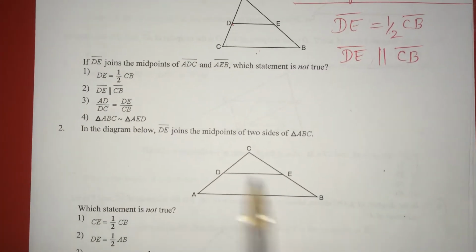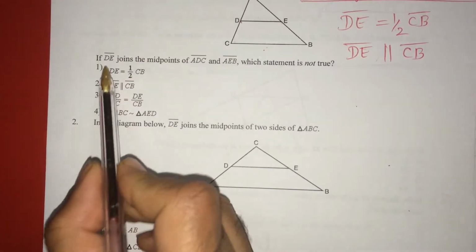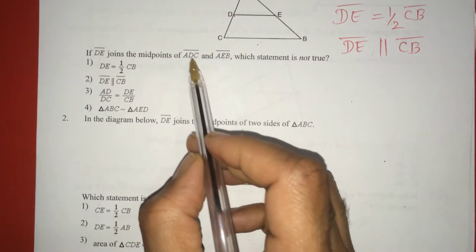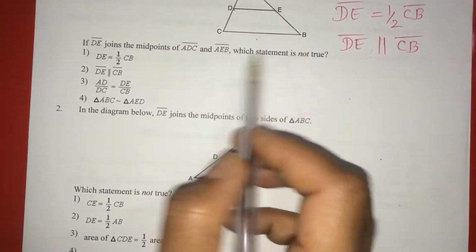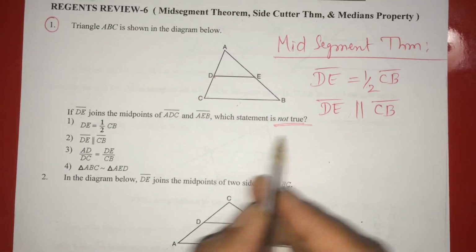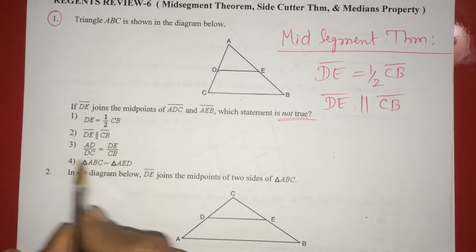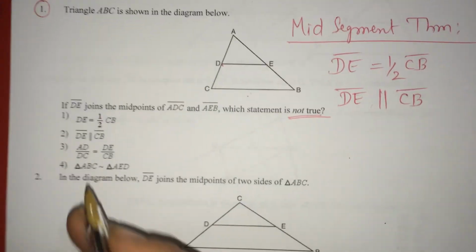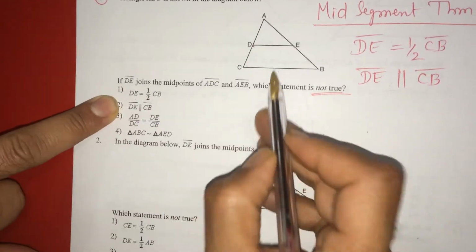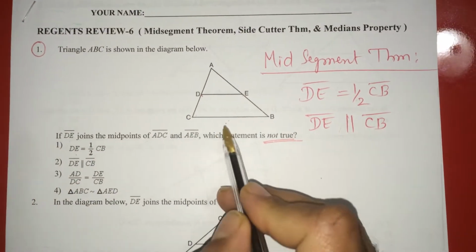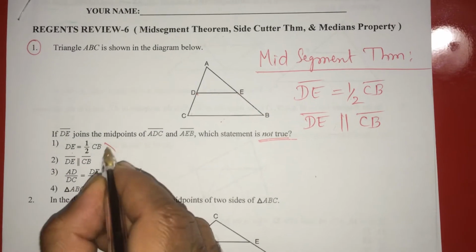Let us see the first question. Here what is he saying? DE joins the midpoints of sides AC and AB of the triangle. Which statement is not true, he is saying. That means if any statement is true, that is not our answer. So we want not true. So DE is half CB. Of course, this mid-segment theorem says DE is half CB. That is correct, but we want not correct, so this is not our answer.